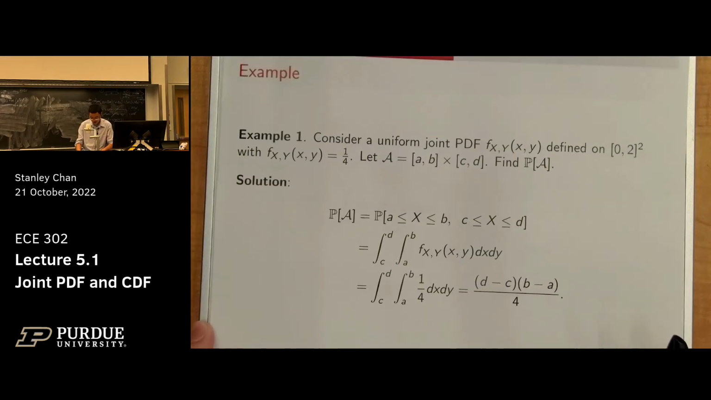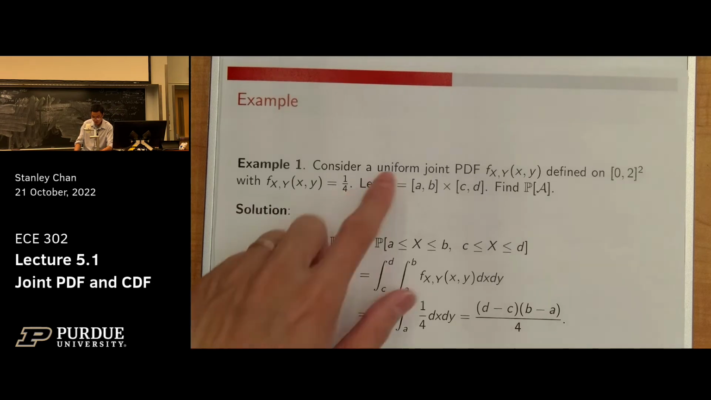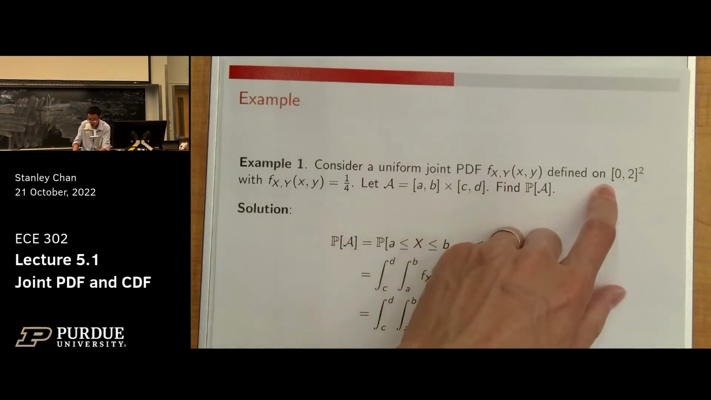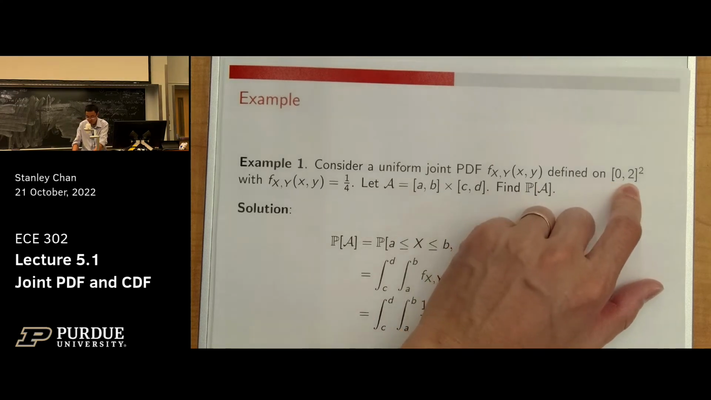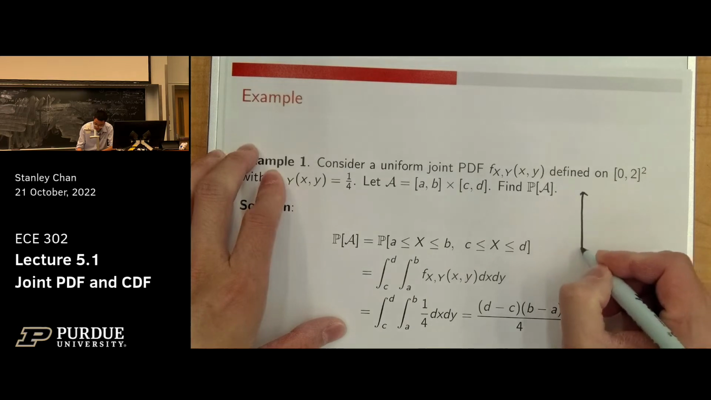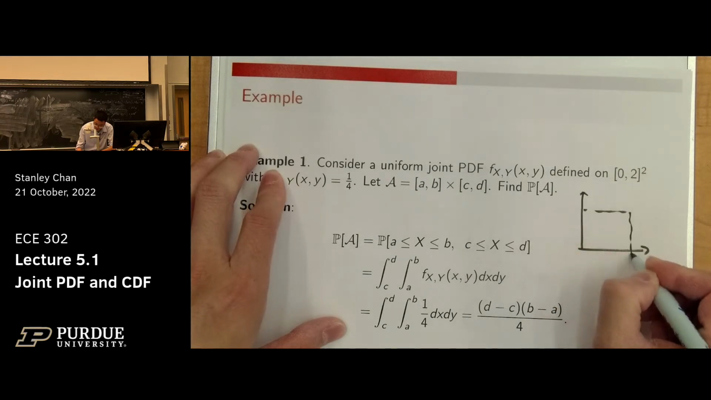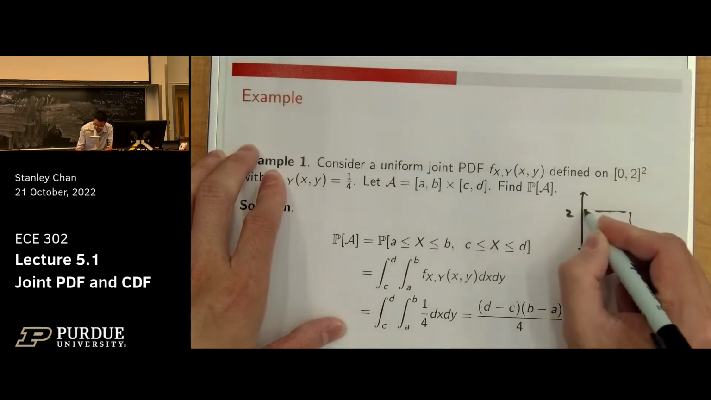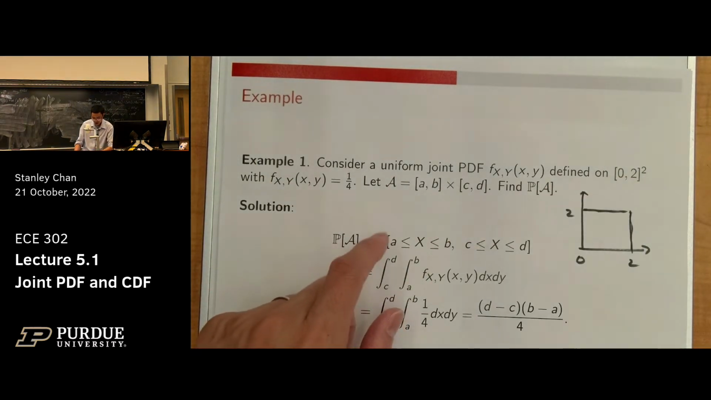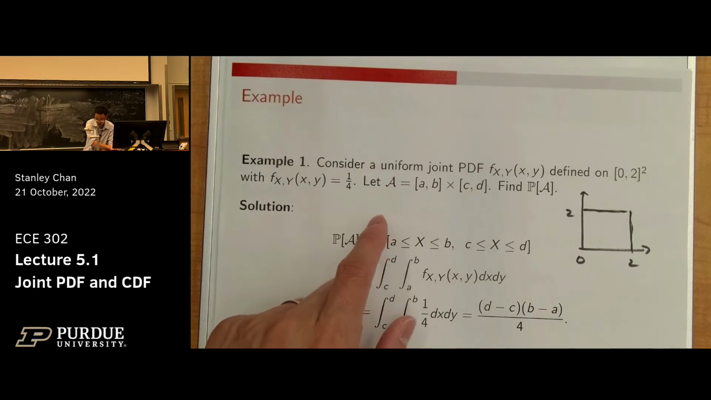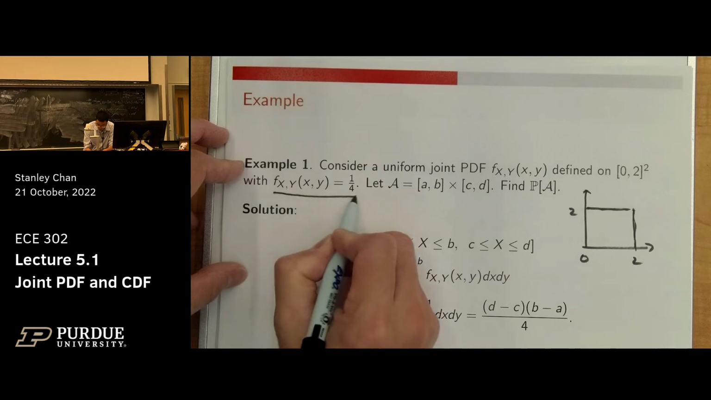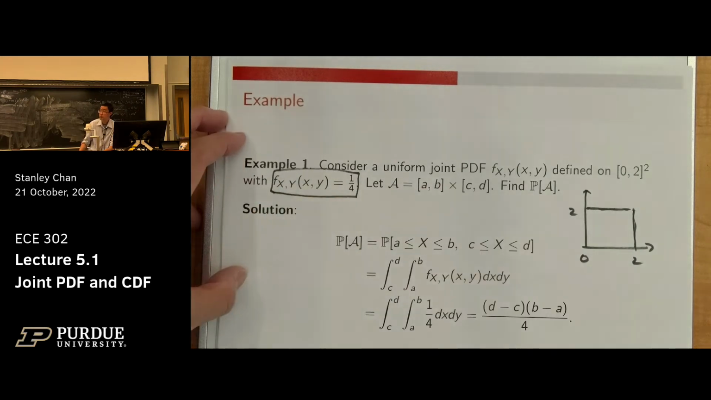So here is an example. Consider a uniform PDF f(x, y) on this square, 0 to 2 by 0 to 2. So you have the space 0 and 2, 0 and 2. So this is your sample space. And now, okay, you also know that the height of this PDF is 1/4.